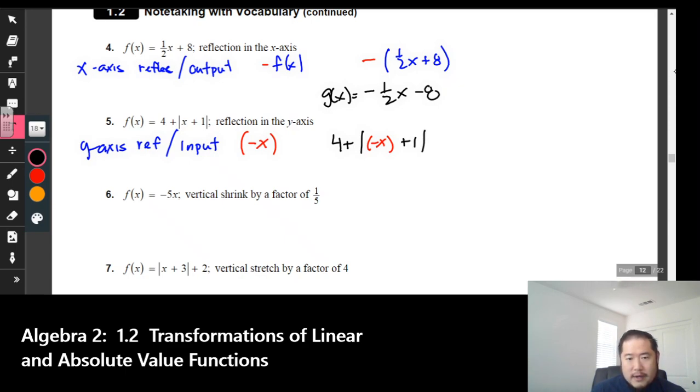So if we were to simplify this right here, there really isn't too much to do other than let's go ahead and change this to absolute value negative x plus 1. And there's your function.